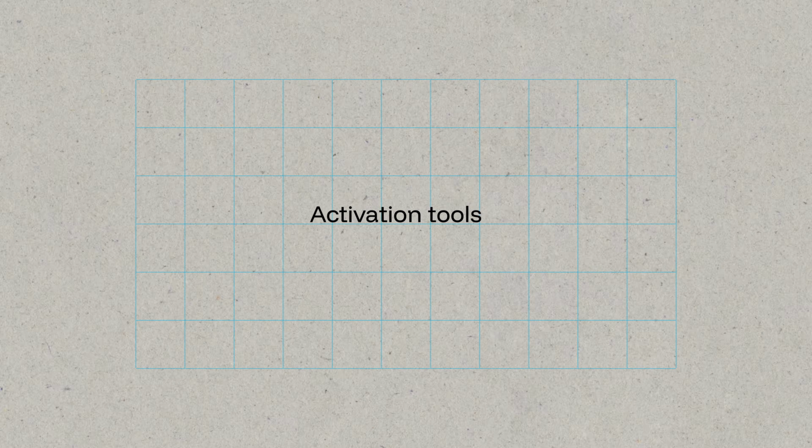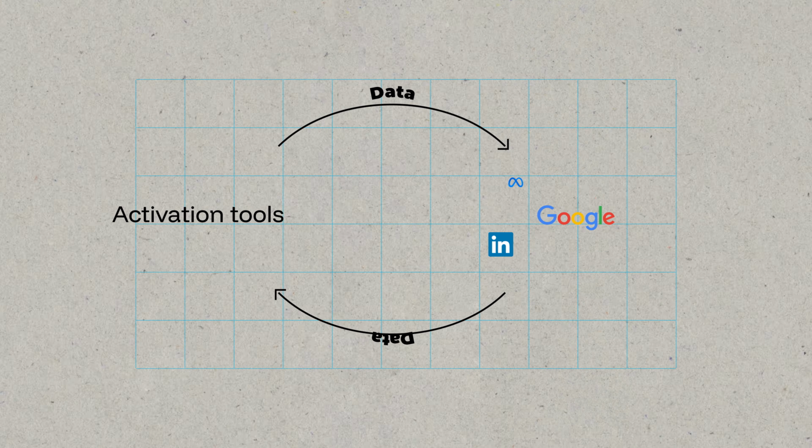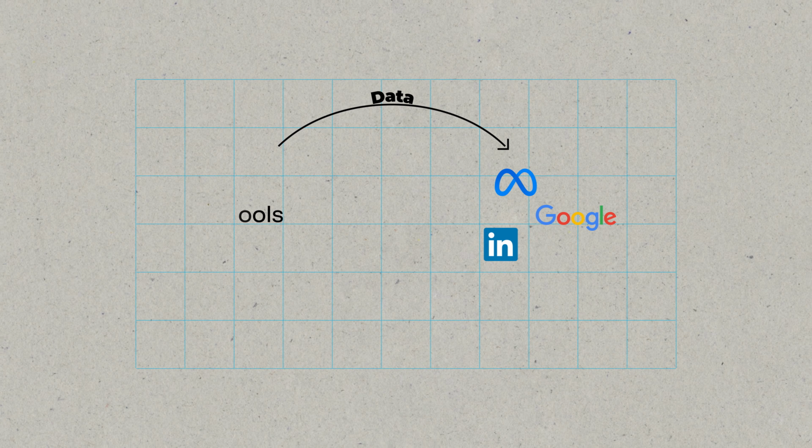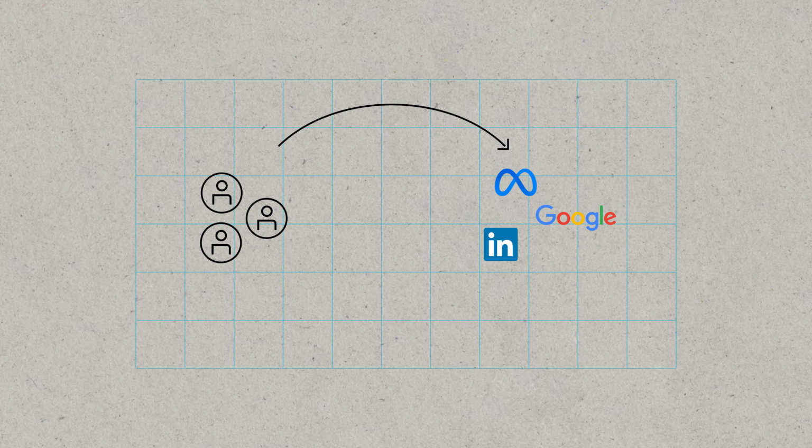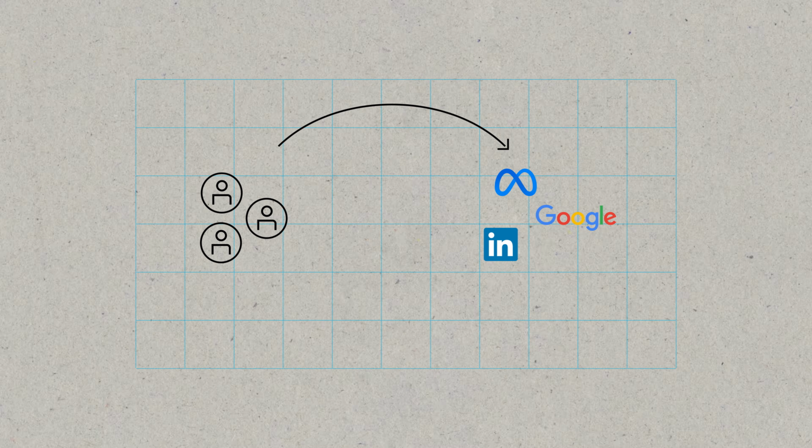This creates a lag between insight and action. By the time you implement changes, market conditions have shifted. The opportunity passed. Activation tools close this gap. They push insight back into your marketing platforms automatically. You identify a high-value audience segment. That segment flows to Meta, Google, and LinkedIn. Your campaigns optimize based on what's working.